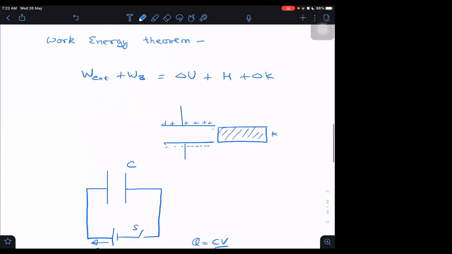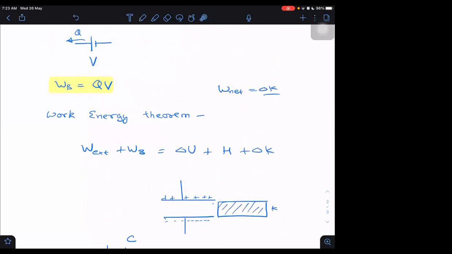Where does the remaining energy go? Is there any kinetic energy being gained here? No, all elements are at rest. Is there any work done by an external agent? Nothing is there. Then we have this equation remaining. In this equation, this is CV square, but this is half CV square, which means the remaining half CV square goes to heat.